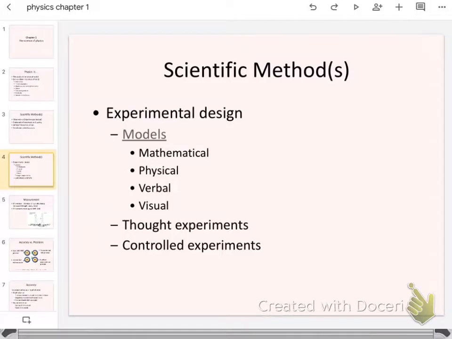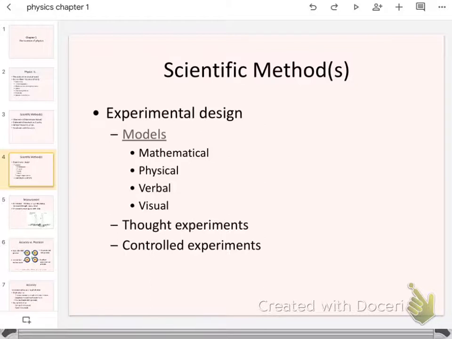Okay, so models come in under experimental design. So we talked a little bit when we last left our physics heroes way back last week about the scientific method and how it applies in chemistry. So, we said there are actually more than one method. It's not a single cookbook flowchart approach.